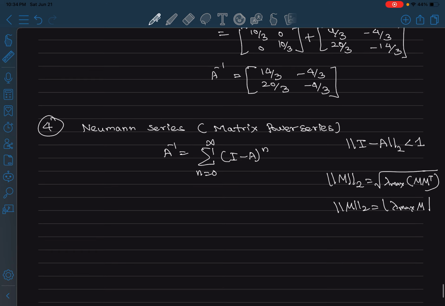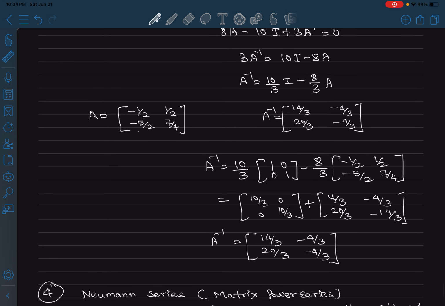Now let me say something. Like I told you, this initial matrix has eigenvalues of a half and 1 over 4, which are both less than 1, and so that's why we will be able to use this technique. Okay, let me again write this thing.